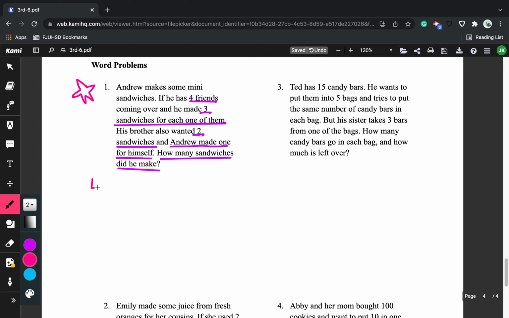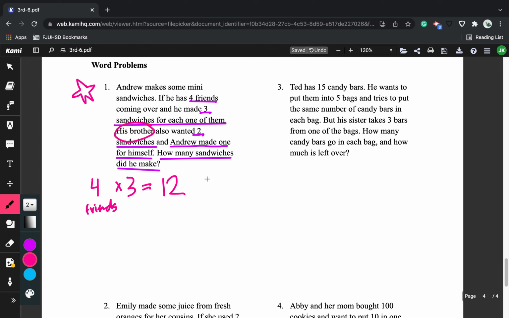So he has 4 friends coming over. So this represents 4 friends. And each of them are going to have 3 sandwiches, since he's saying he made 3 sandwiches for each of them. So that's going to be 4 times 3. Therefore, that's 12. He made 12 sandwiches so far for 4 of his friends.